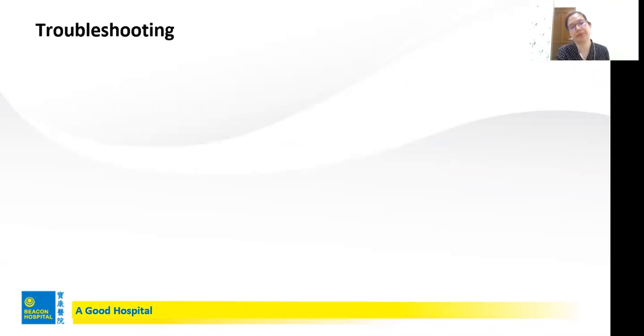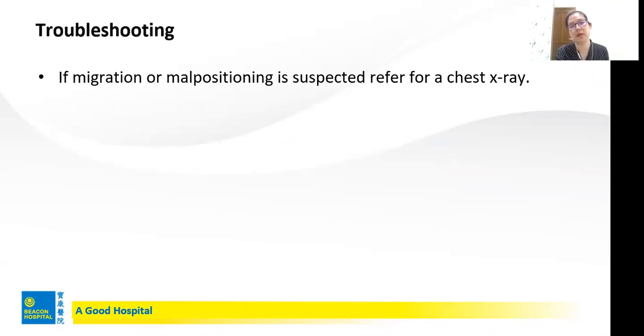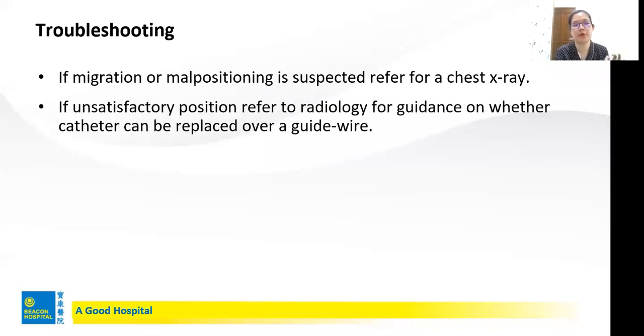Troubleshooting: what if it has already happened and you observe it's getting longer and longer? If migration or malpositioning is suspected, then we refer for a chest X-ray to ensure the tip of the catheter is still at the superior vena cava, okay? The cavoatrial junction, right?